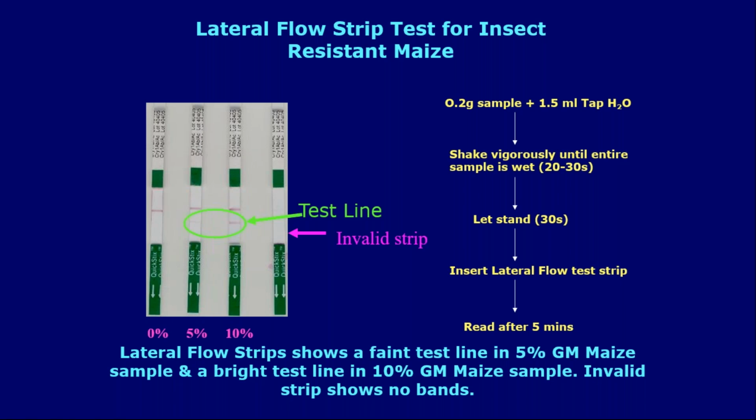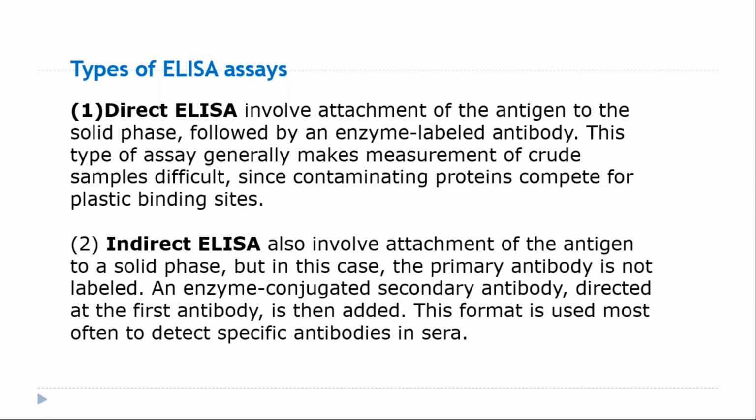Once again, in lateral flow strip tests, especially for GMO analysis, you must have a negative control and you must use a positive control so that you do not have any false positives or false negatives.